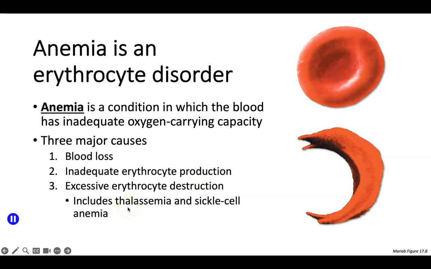There are two major diseases in which this occurs. One is thalassemia, and the other is sickle cell anemia. In both of those, you see excessive destruction. So you're producing plenty of red blood cells, they're just getting destroyed more quickly than they normally would. So rather than living for 100 or 120 days in your body, these red blood cells are being destroyed much sooner. So again, your production isn't enough to keep up with the destruction.